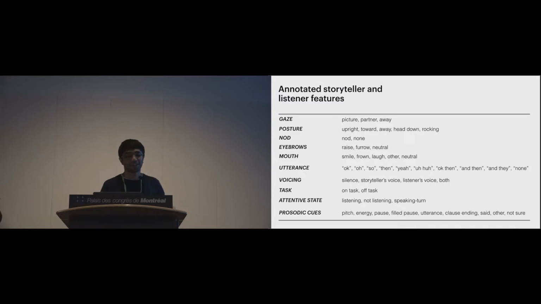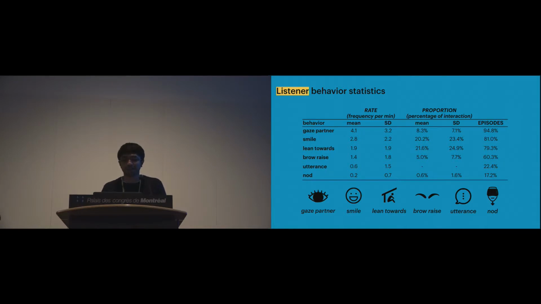This table shows all the possible values for the features. So, for example, gaze: I could be gazing at my partner or at the tablet, or I could just be looking away because I'm a kid and I'm probably not paying attention. I don't know. There could be posture, which is: am I standing upright? Am I sitting upright? Am I leaning towards my partner? Things like that. Some simple analysis on this data revealed some very interesting facts about storytelling among children.